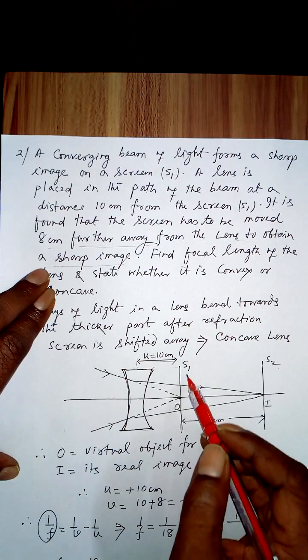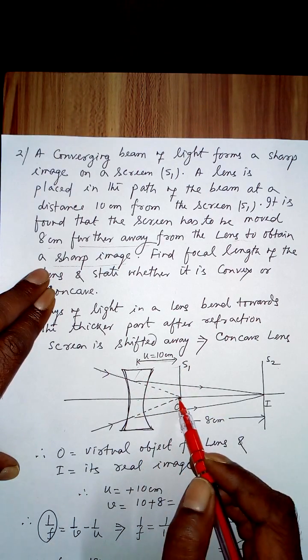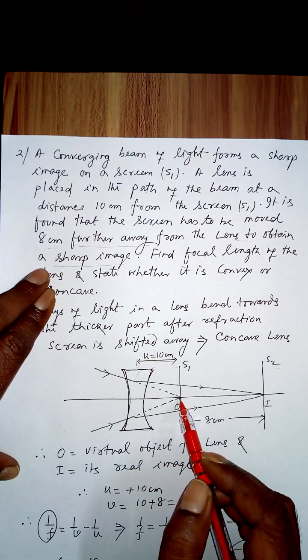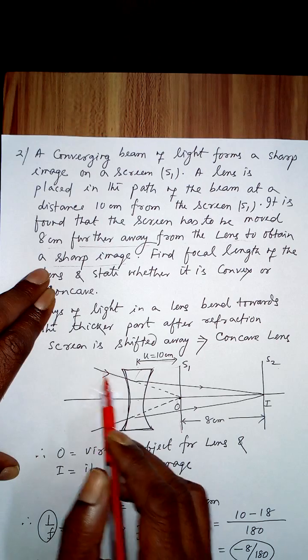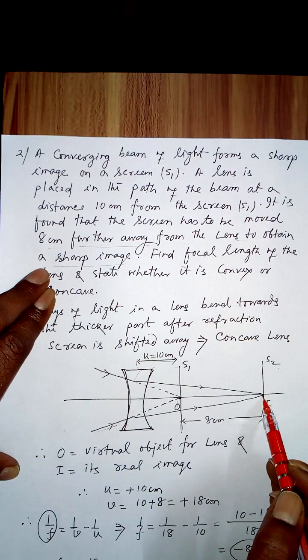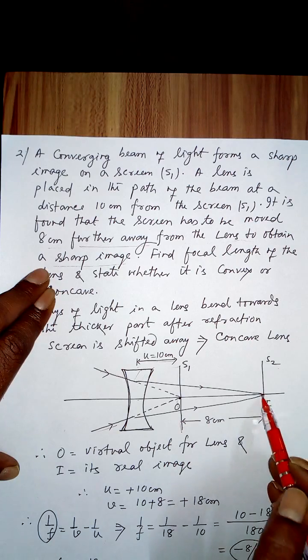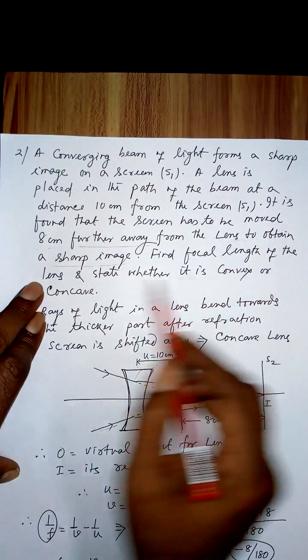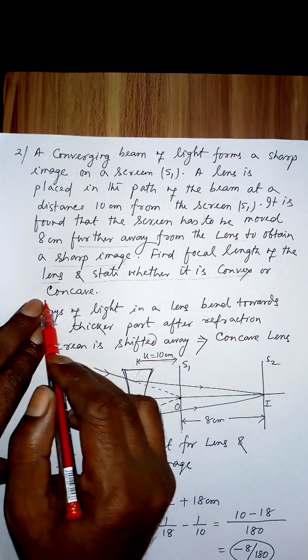Now it is given, after putting the lens here, the screen has to be moved away from the lens by 8 centimeter so that these rays come to focus again at the second position of the screen at I here. Find the focal length of the lens and state whether it is a convex or concave lens.